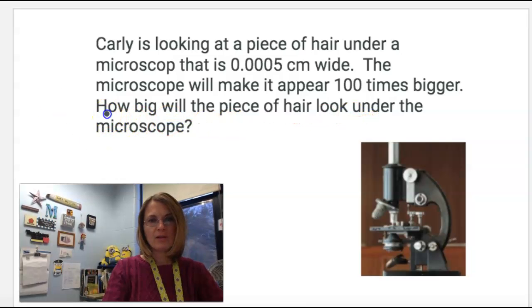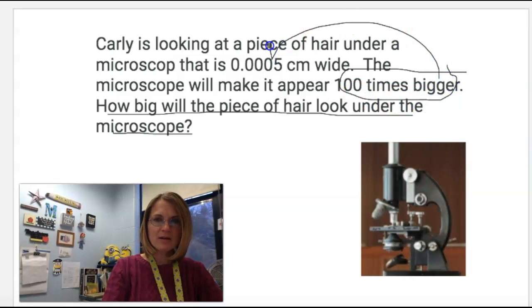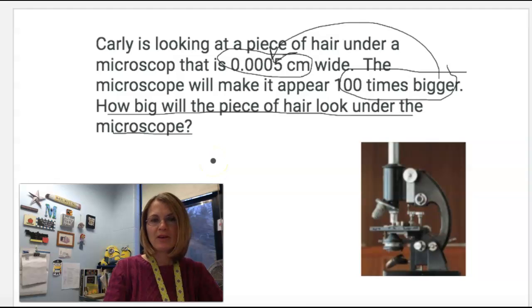So how big will it look under the microscope? That is our question. What do we need to know about the microscope? It's going to make it 100 times bigger. What is it making bigger? It's making bigger the piece of hair, which is 5/10,000ths wide. So what you're going to have to do, since it's 100 times bigger, so pay attention to the language. This is one of the only times that you're going to be using multiplication on Thursday's test, is when you're multiplying by powers of 10.